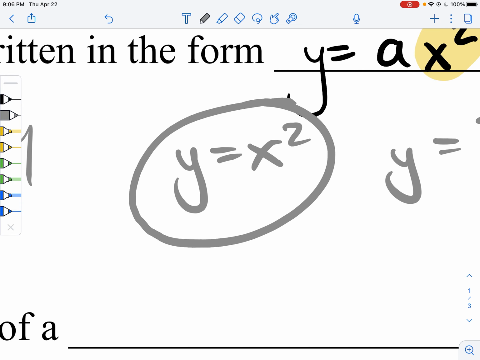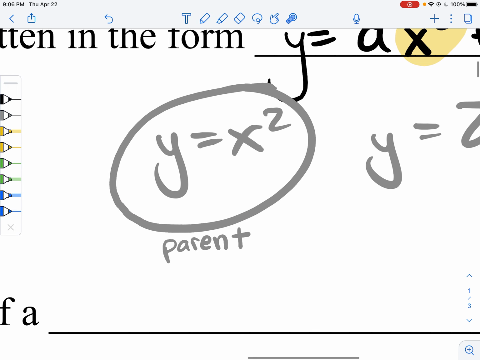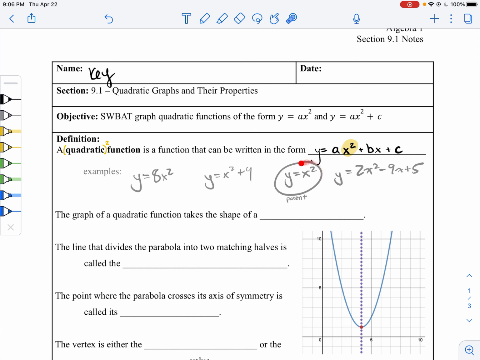This guy right here we call the parent function because he's the most basic one. Everything else kind of descends from him. So he's the parent function. He's the mother of all quadratic functions, I guess.